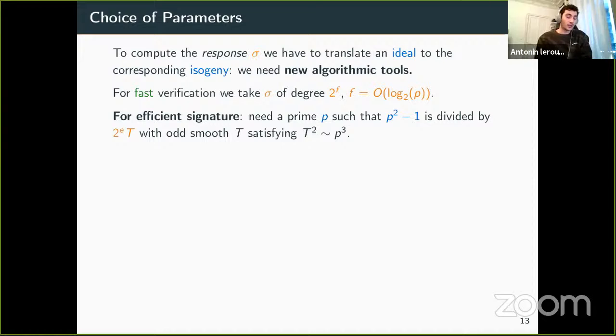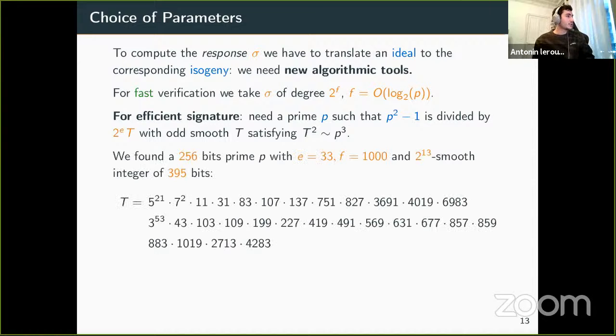And we did this search and actually found a prime which is quite nice. We found a 256-bit prime p with e equal to 33, f equal to 1000, and then t is this 2^13-smooth integer, of which I give the factorization. Of course, as I said, the smoothness bound is what is going to impact the performance. In particular, you can see that t is divisible by these 3,000, 4,000, 7,000.